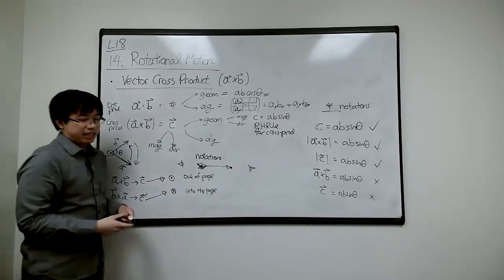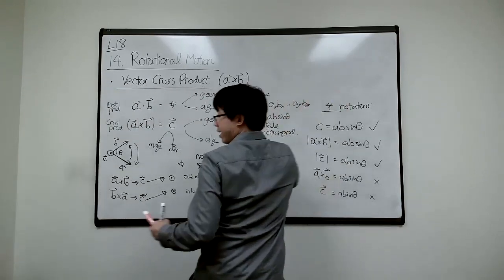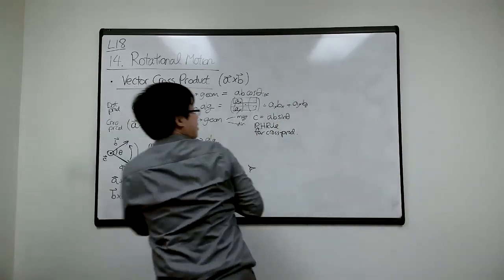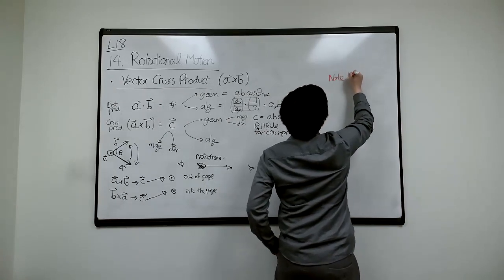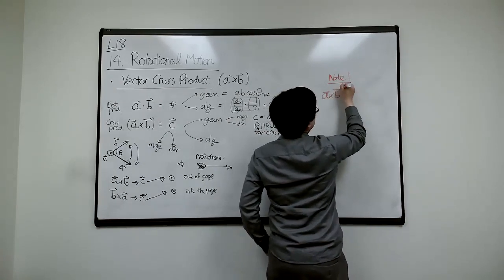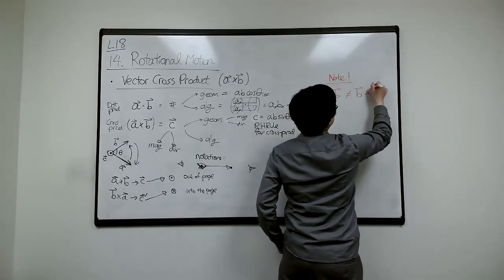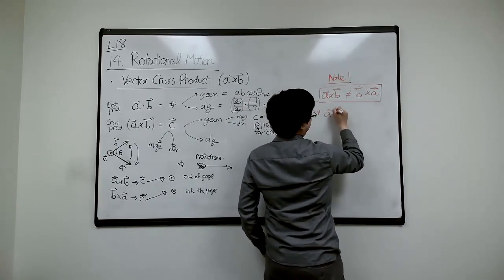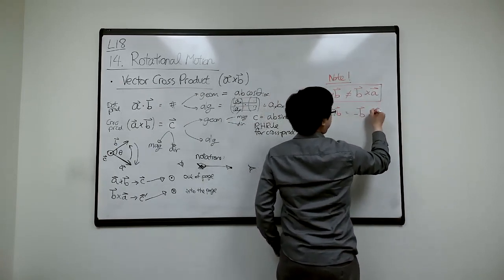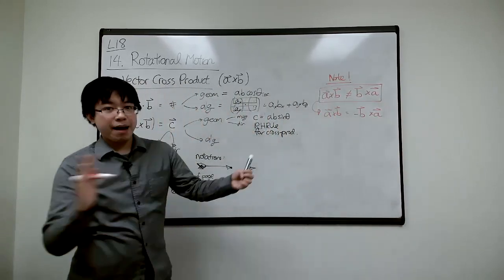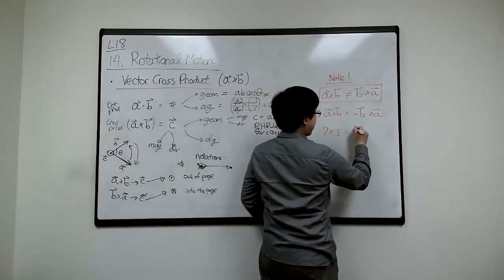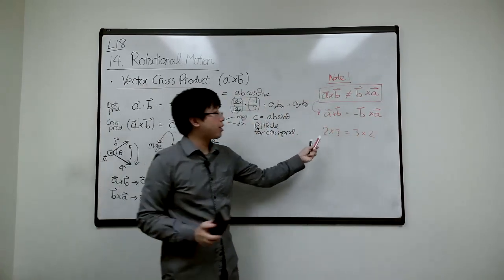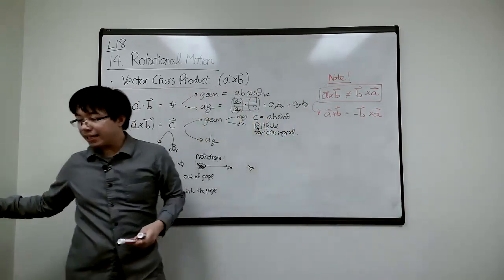But for cross products, I'll write this in red. A cross B is not the same as B cross A. In fact, more precisely, A cross B is just the negative of B cross A. This does not happen with scalars, right? Because 2 times 3 is the same as 3 times 2. 2 times 3 is not negative 3 times 2. But for the vector cross product, this is the case.